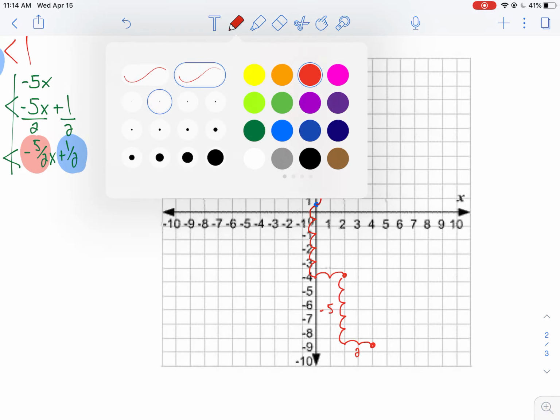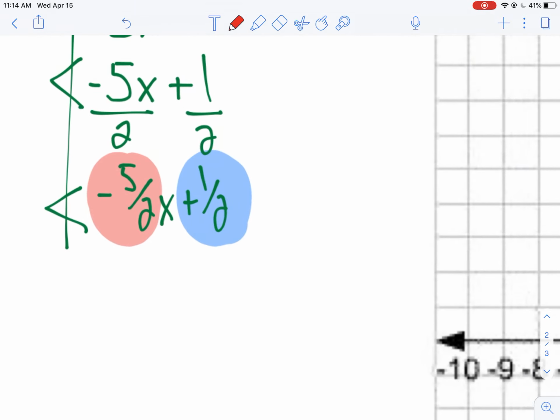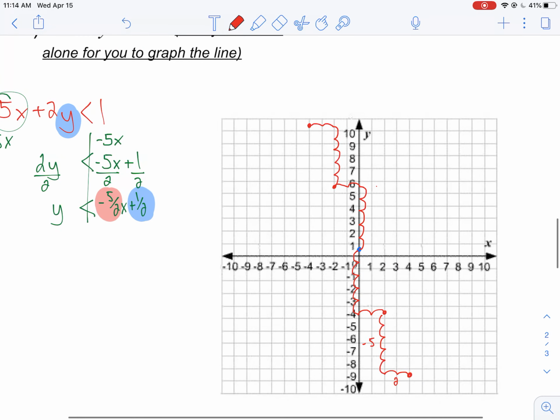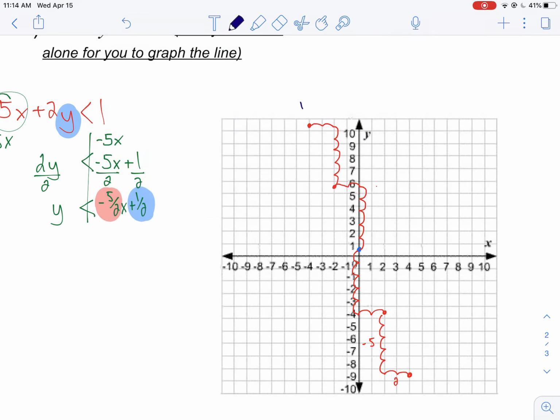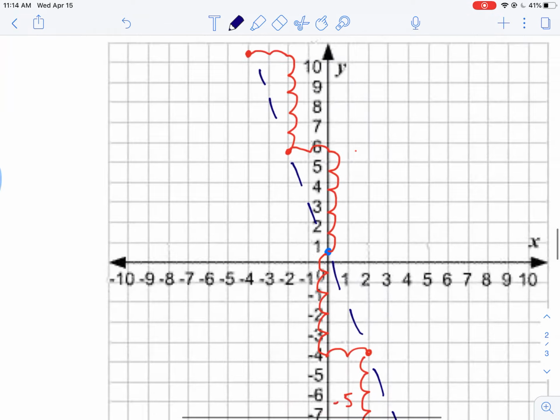I'm going to draw the line. Now let's check our line. Our inequality is not underlined. So that means we're going to be using dashed lines. We're not going to be using a solid line. So I'm going to connect my dots, just like so. I've got my dashed line.